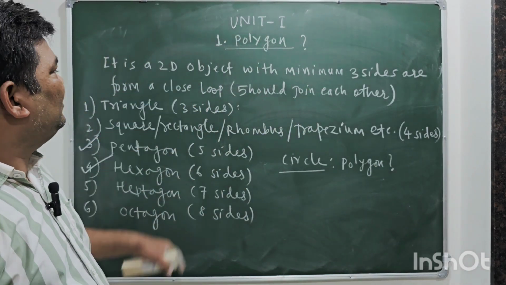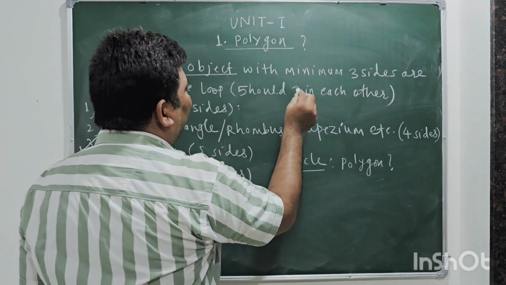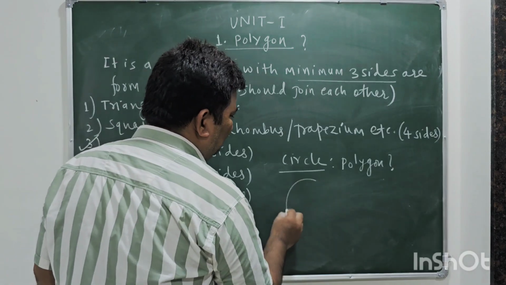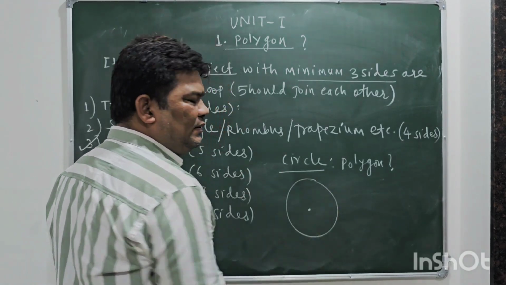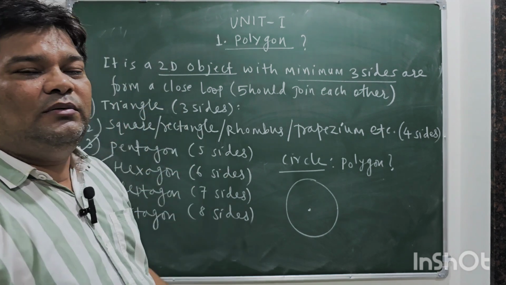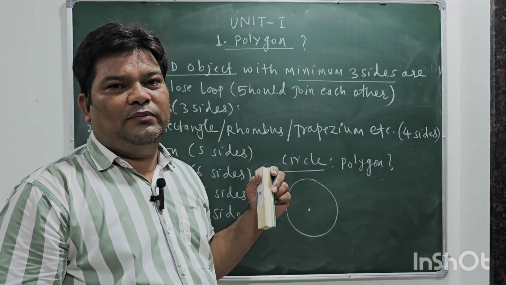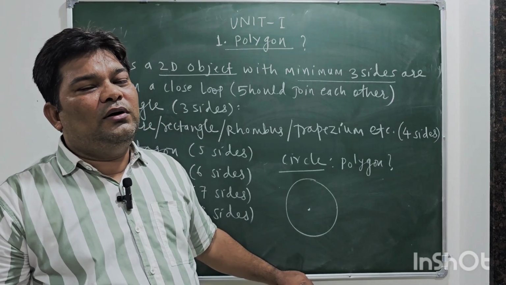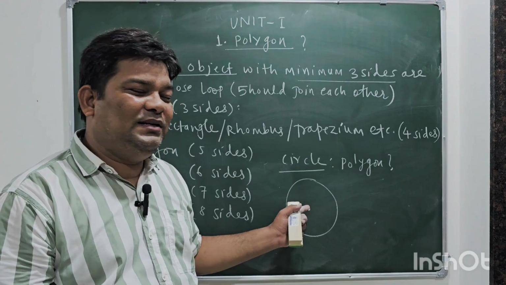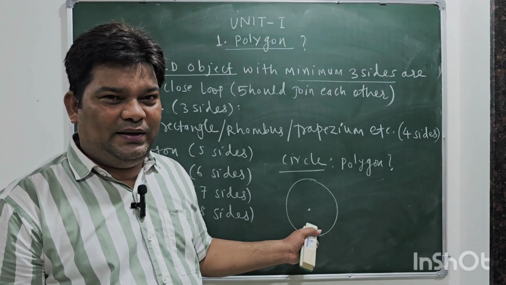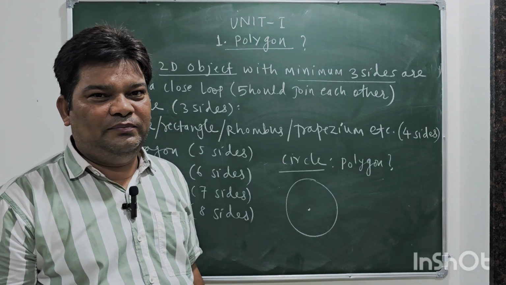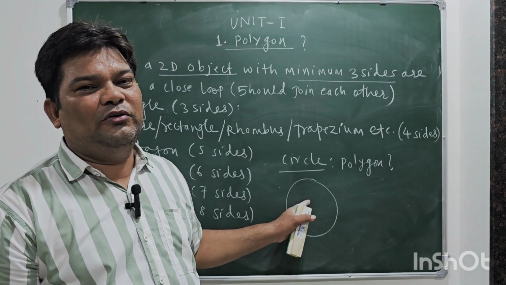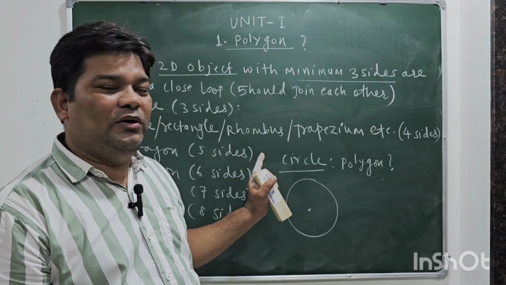Because as per the definition of the polygon, it is essentially a two-dimensional object with minimum 3 sides. There are no sides for the circle. It's a curve, okay, no sides, and therefore as per the definition of the polygon, a circle cannot be a polygon. So what we can say now is, all polygons are planes, but all planes are not polygons. So this we can say from the definition of the polygon. So circle is not a polygon, it is exempted from the polygon. Okay.